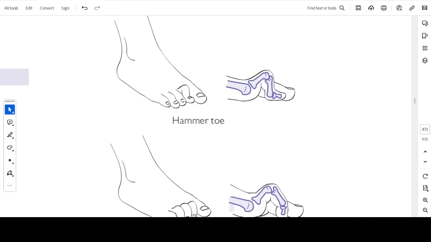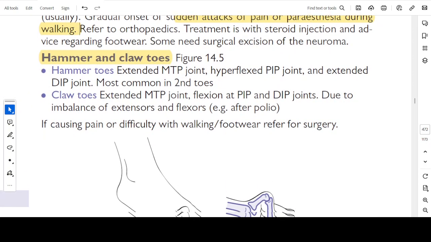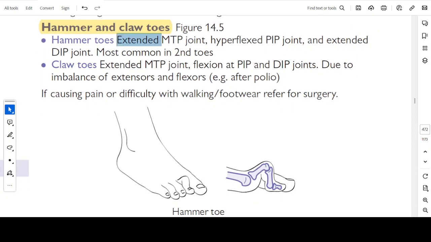Let's read the explanation. Hammer toe: there is an extended MTP joint, metatarsophalangeal joint, hyperflexion of the PIP joint and extended DIP joint, most common in the second toe. So this is an extended metatarsophalangeal joint, hyperflexion at the proximal interphalangeal joint and again extension at the distal interphalangeal joint. So this is called hammer toe.